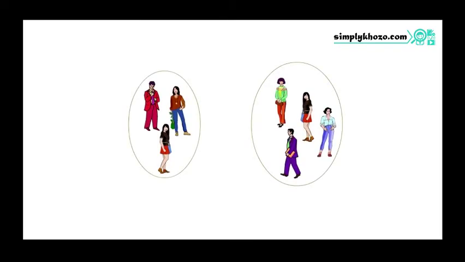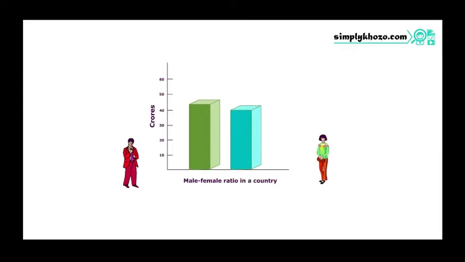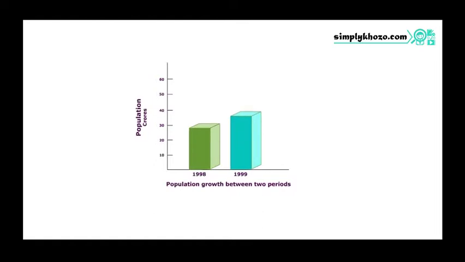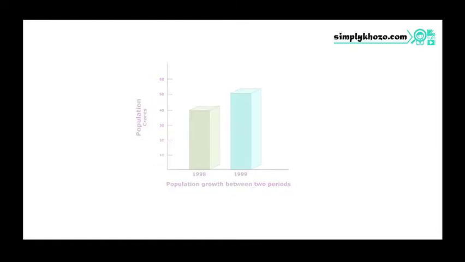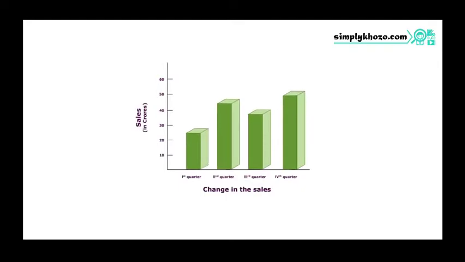Ratio is used for comparison between similar quantities in terms of their magnitude or measurement. Comparison between dissimilar objects is meaningless. Therefore, to find the ratio of 2 quantities, comparison should be between similar objects and in the same unit of length, volume, or currency. For example, the male-female ratio in a country. Population growth between 2 periods. Change in the sales figures in the 4 quarters of a year, etc.